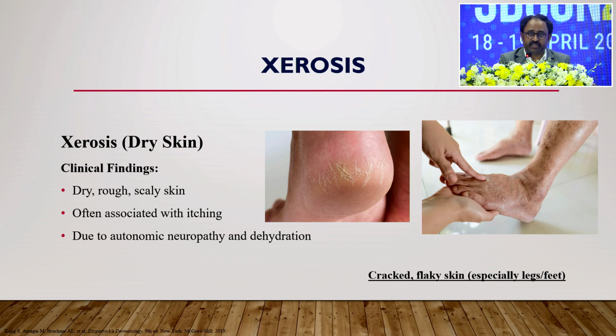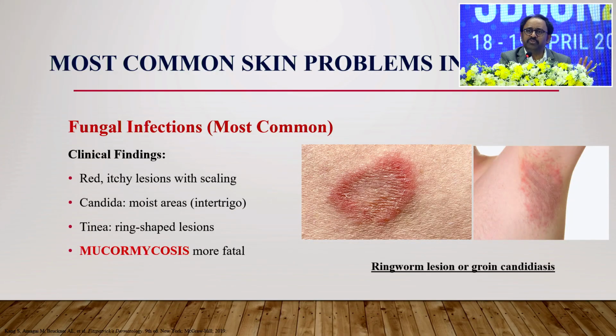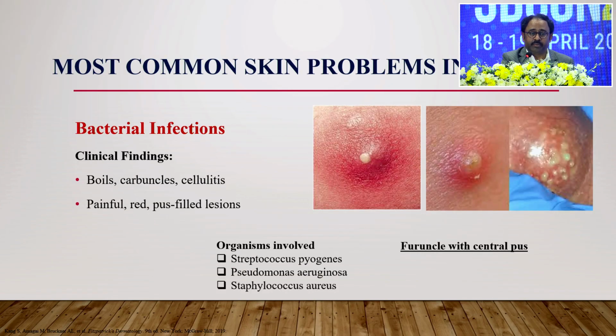Cirrhosis also we can see dry, scaly skin, often associated with itching, due to the autonomic involvement of non-sweating and dehydration. Most common are candidiasis, tinea infection, scalp seborrheic dermatitis, and mucormycosis. In COVID time, we have seen lots of patients with mucormycosis going for a high mortality, fatal rate. This is more complicated in the diabetes population than in the non-diabetic population.